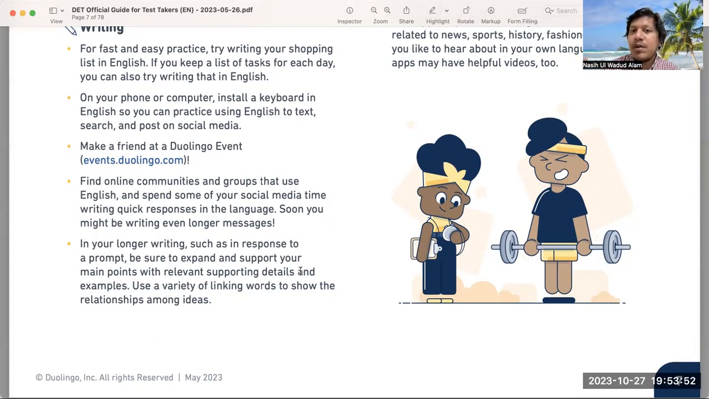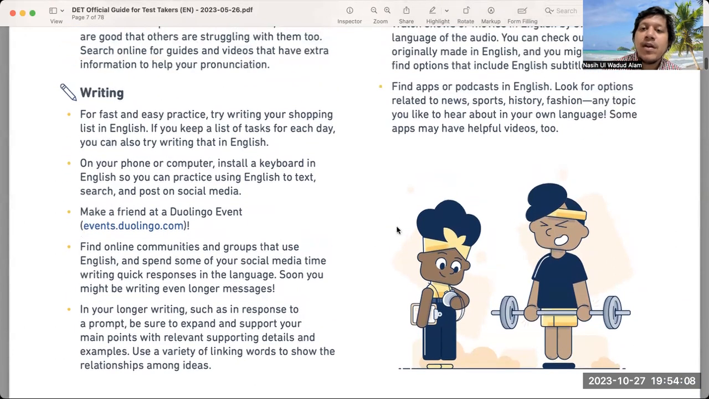So use linking words. You can start a sentence with "and," you can start a sentence with "because." These are now accepted English sentences. "To," okay, "for," "so," "nevertheless." So there are many linking words you can use.